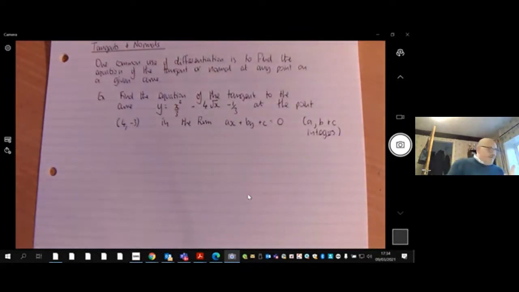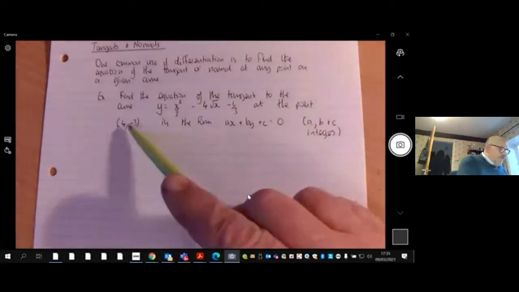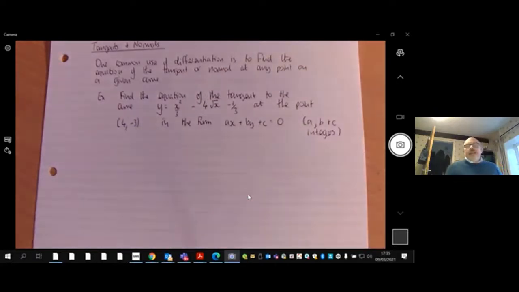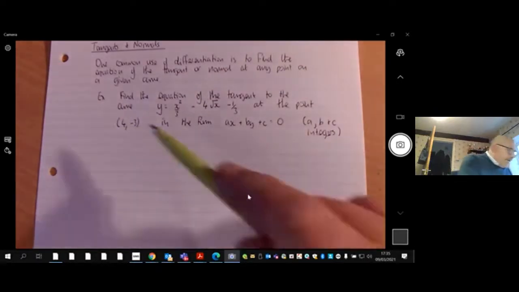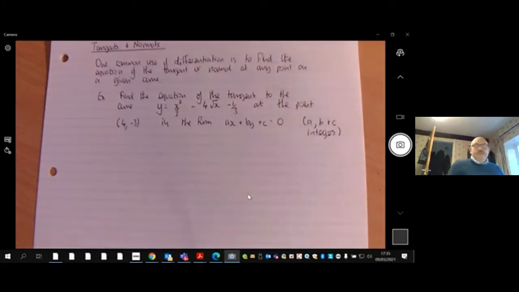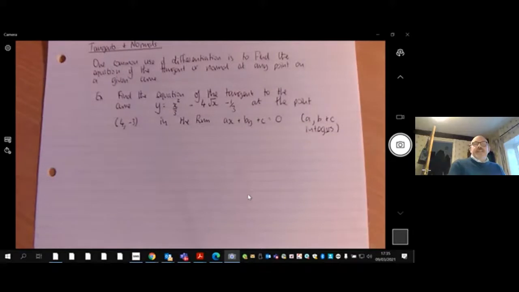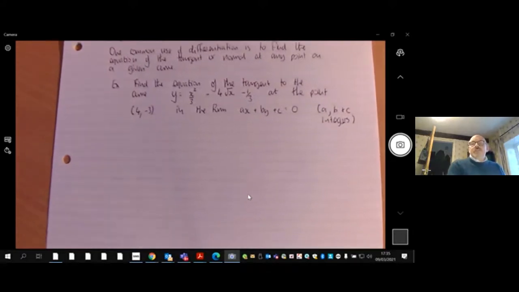Now, think about it. The tangent is a straight line. We know how to find the equation of a straight line: y minus y1 equals m brackets x minus x1. From last week. I know my x1, it's 4, my y1's -3. I need the gradient at that point, but it's a curve. So differentiating. It doesn't tell us to differentiate. It assumes that you're going to know to differentiate to get the gradient.